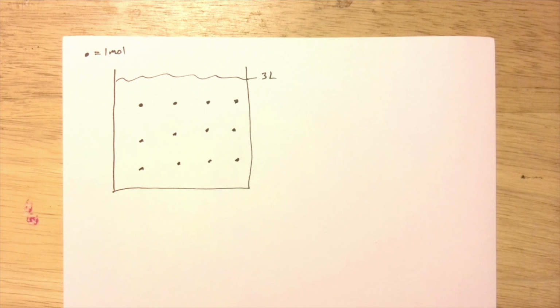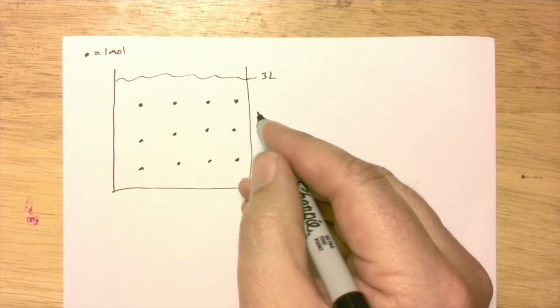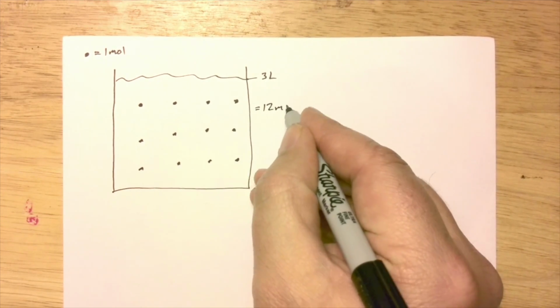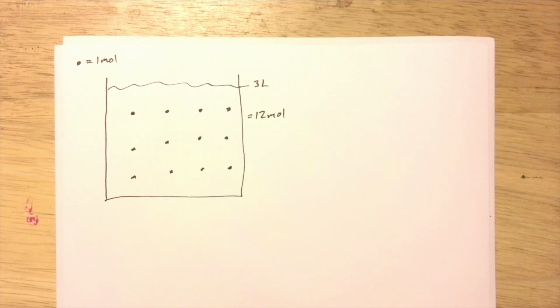And so just like if I were counting by dozens or by reams or baker's dozen or anything of that sort, it just represents a group of particles. So in this case, each dot here represents 1 mole. So therefore I have a total of 12 moles right now in this whole solution.